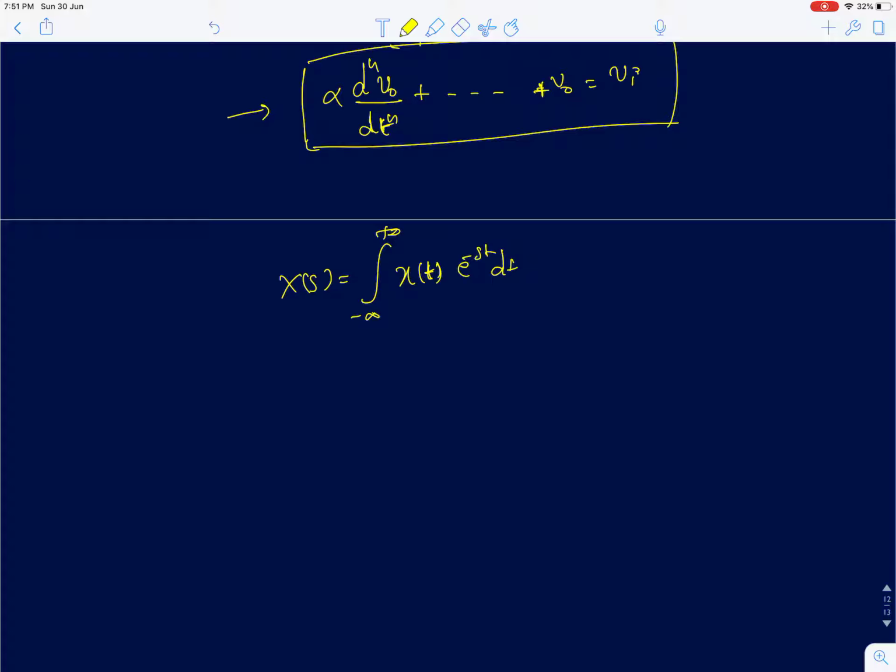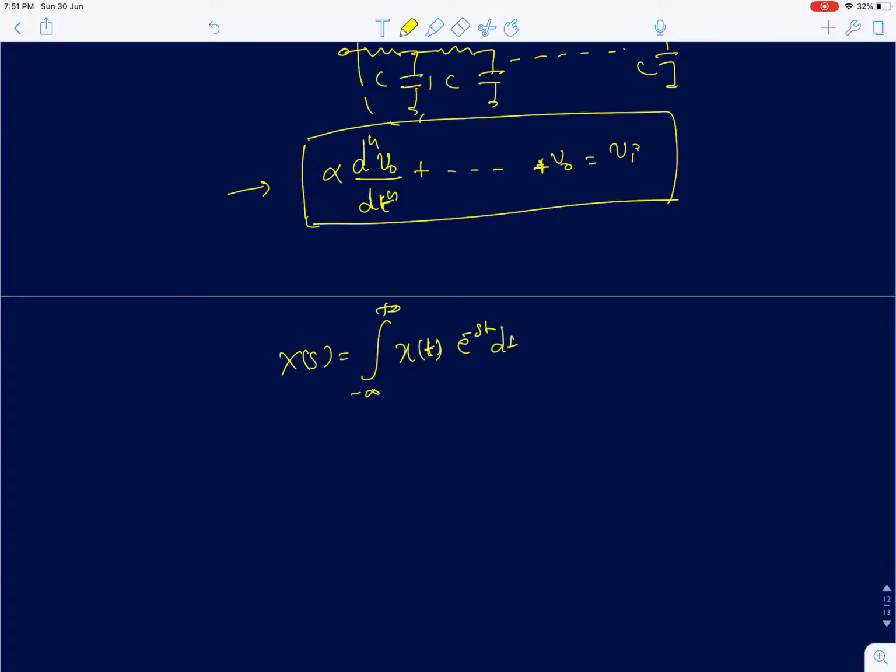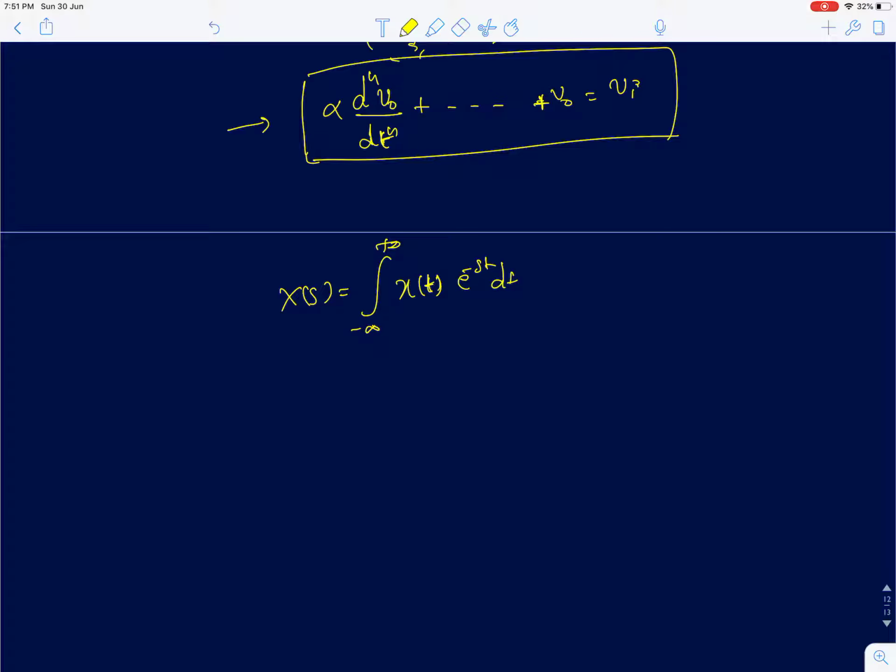Before I cover an example to prove what I just said, that it's easier to solve using the Laplace transform, I'll cover Laplace transforms of some very popular signals which will be useful throughout the series of lectures.